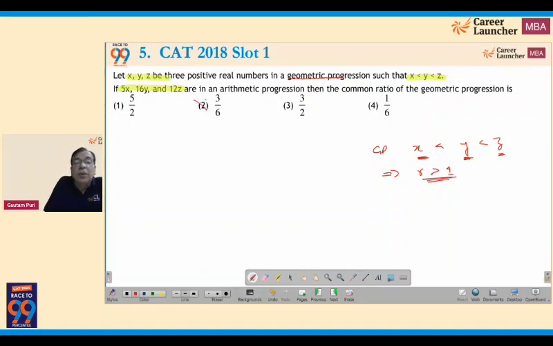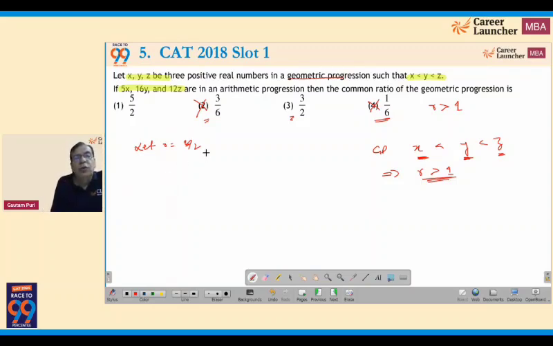Look at the choices. Two choices are wrong. Our common ratio has to be greater than 1, hence choice 2 and choice 4 are wrong. Okay. Next step. Two choices left. Let's verify. Let common ratio be equal to 3 by 2. Choice 3. I am checking for 3 by 2 if it satisfies or not. If it satisfies, that is the answer. If it does not satisfy, answer will become choice 1.